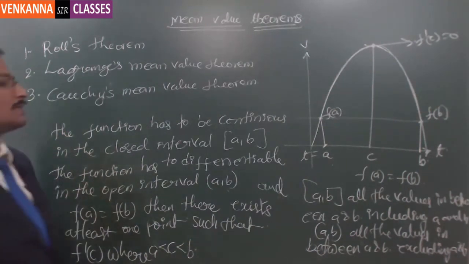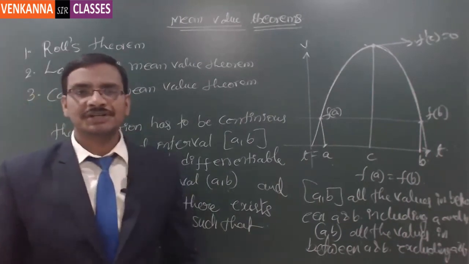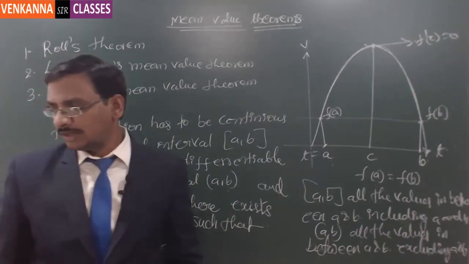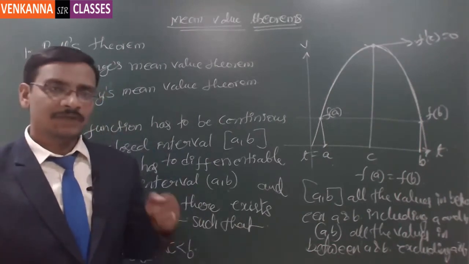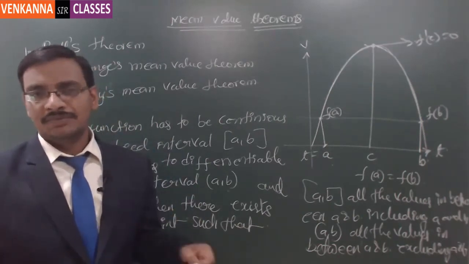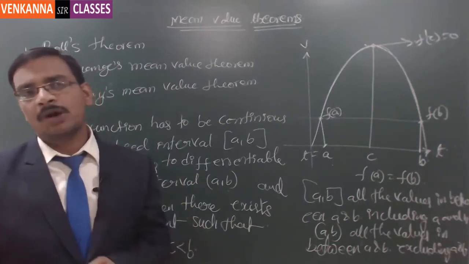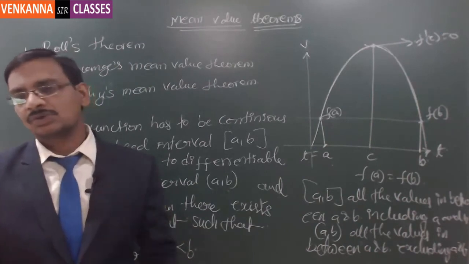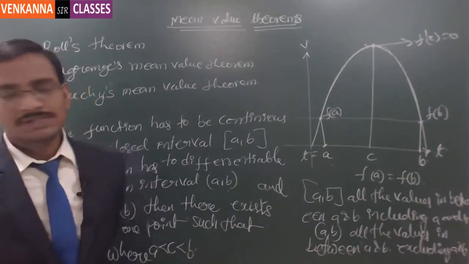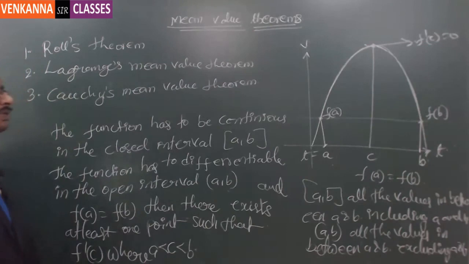Got it? So what Rolle's theorem states is, if the function is continuous in the closed interval a and b and differentiable in the open interval a and b, and f of a is equal to f of b, then there exists at least one point in between a and b such that f dash of c is equal to 0.